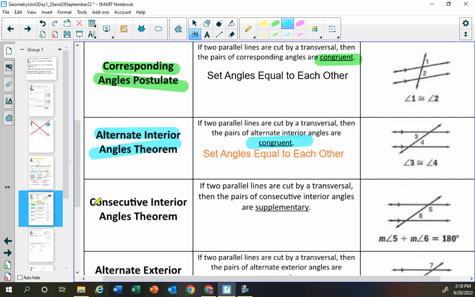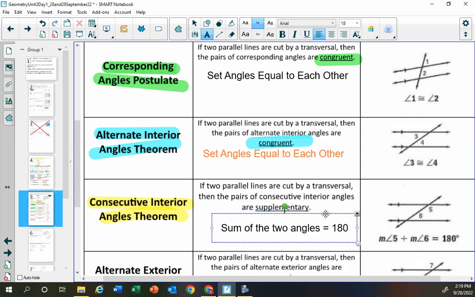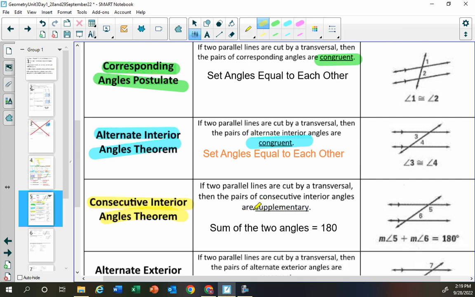All right. Consecutive interior angles. Unlike the previous two, add the two angles, set them equal to 180. Sum of the two angles equals 180. So supplementary means sum of the two angles. You're basically doing what you did in the last one.